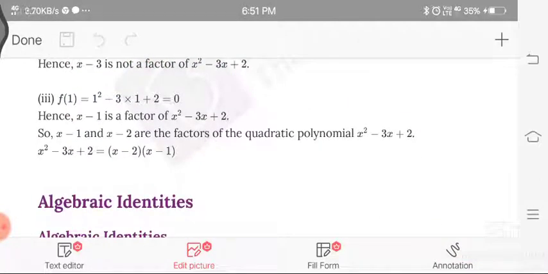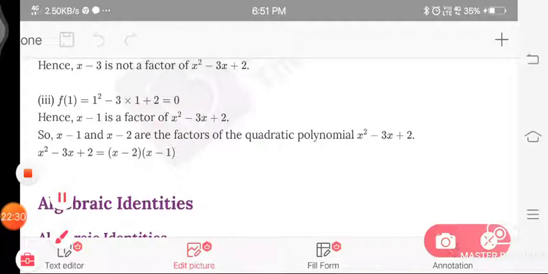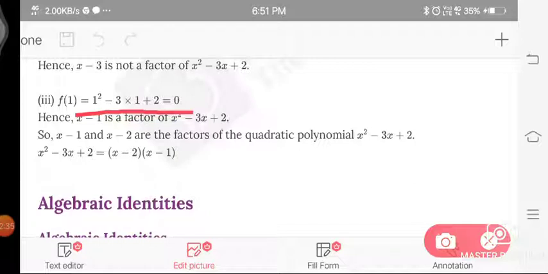So now we take 1 at the place of x, then f(1) is equal to 1 minus 3 plus 2, and this is equal to 0. So x minus 1 is a factor of x square minus 3x plus 2. So there are two factors of this term x square minus 3x plus 2, which are x minus 2 and x minus 1.